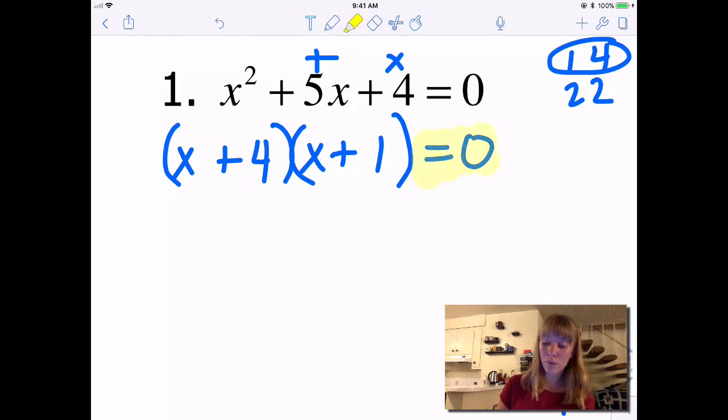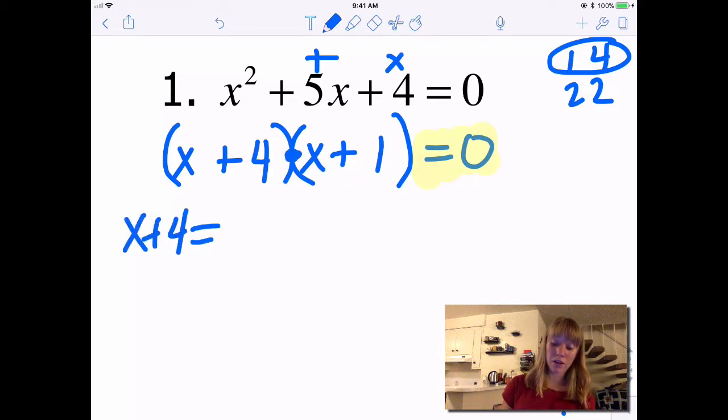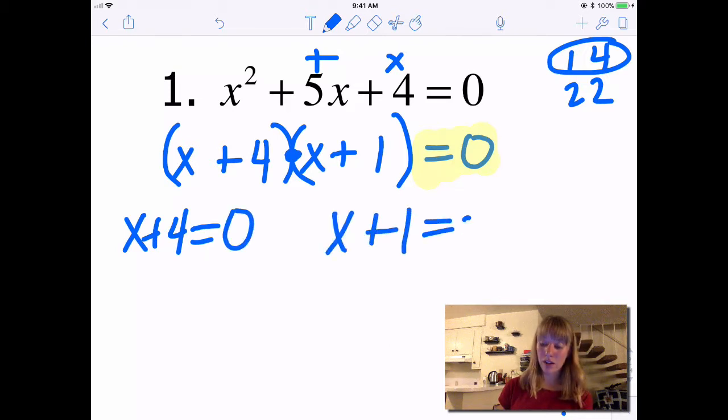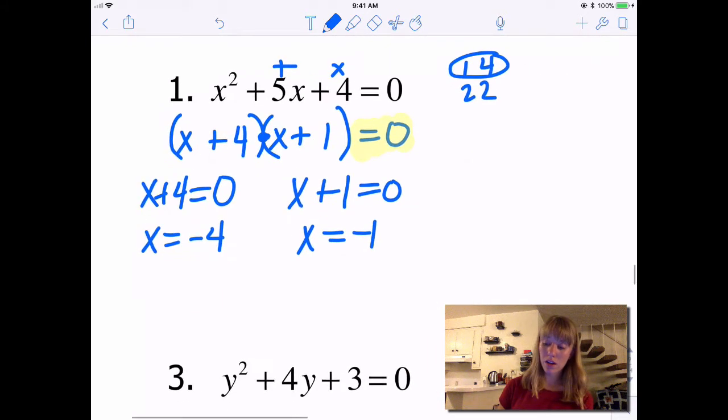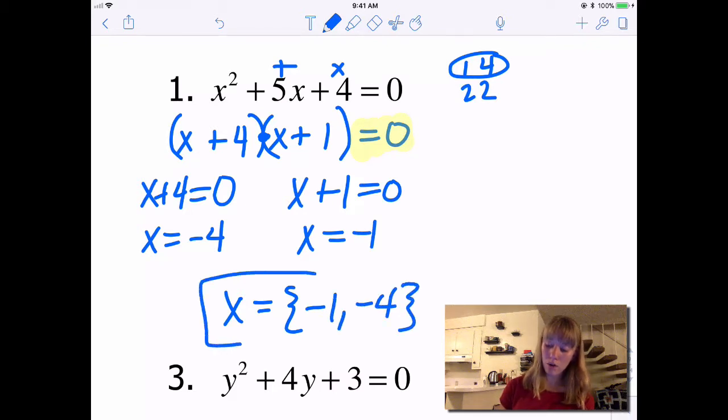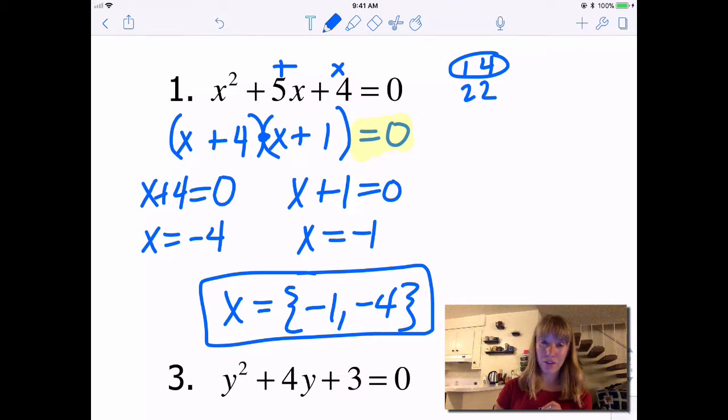That is super important. Okay, now zero product property says my multiplication sign is here in the middle. Either what's before the equal sign has, or the multiplication sign has to equal 0, or what's after the equal sign has to equal 0. Okay, subtract 4 from both sides and x is negative 4. Subtract 1 from both sides and x is negative 1. So final answer is x equals either negative 1 or negative 4. And I don't care what order you write those in, that is your final answer.